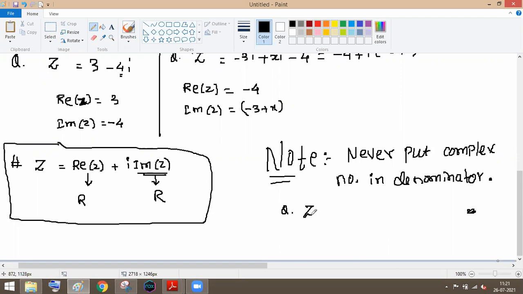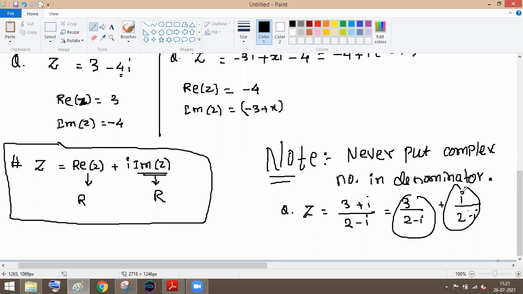Suppose I have a complex number z equal to 3 plus I upon 2 minus I. Are we able to separate this into real part and imaginary part directly? No. Because if you write 3 upon 2 minus I plus iota upon 2 minus I, we can't say that this is the real part or that this is the imaginary part. For that, there's one key rule: never put the complex number in the denominator. But suppose you have the complex number in the denominator, what do we have to do?